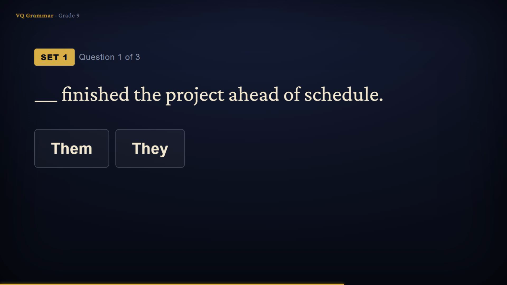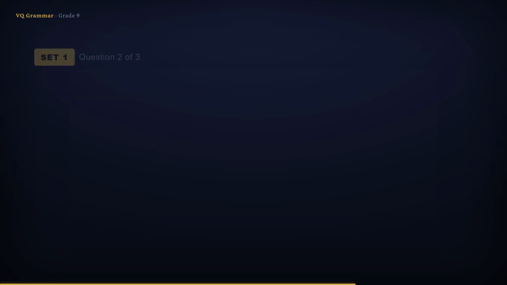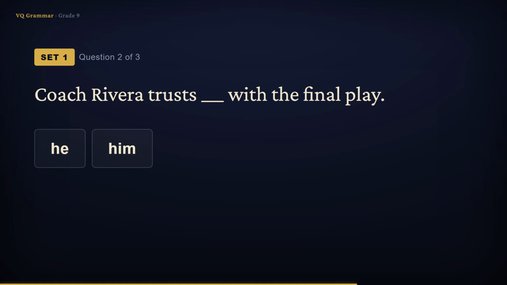Blank finished the project ahead of schedule. Who's doing the finishing? The pronoun is the subject of the verb finished, so it needs the nominative form. We'd never say them finished. The answer is they.